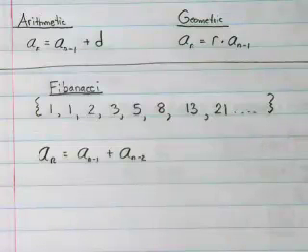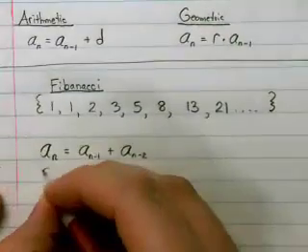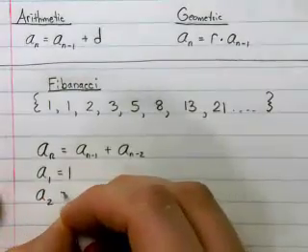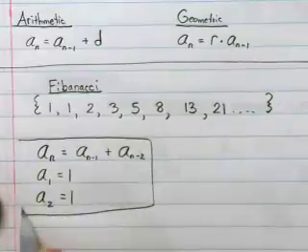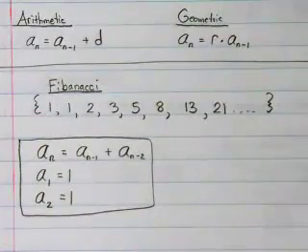So while the other ones just needed an a sub 1, this one needs an a sub 1 and an a sub 2. Where are my first 2 terms? Because I need both of them to get the next one, okay? So a sub 1 equals 1, a sub 2 equals 1. You need all of that to describe this pattern. Okay? Does that make sense?